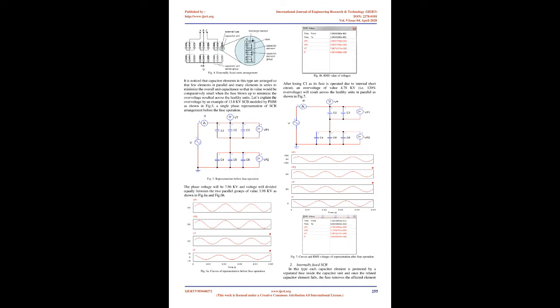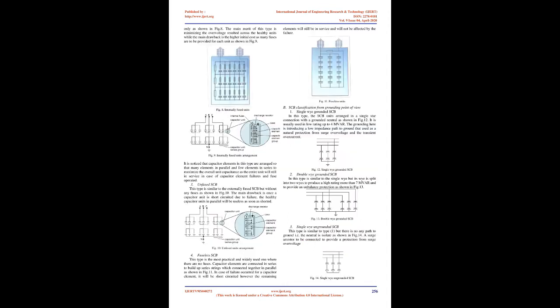Fuseless SCB. This type is the most practical and widely used one where there are no fuses. Capacitor elements are connected in series to build up series strings which are connected together in parallel as shown in Fig.11. In case a failure occurs for a capacitor element, it will be short-circuited, however the remaining elements will still be in service and will not be affected by the failure.